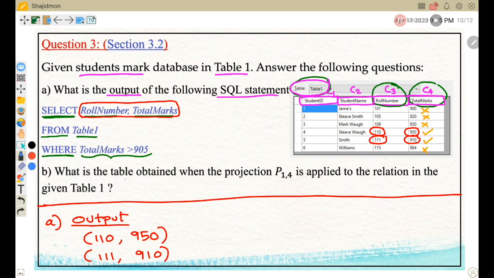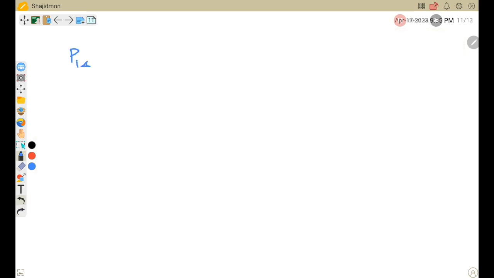What is the B part? What is the table obtained when the projection P14 is applied to the relation in the given table 1? P14 means P1 comma 4. What is the meaning? Just keep column number 1 and column number 4 and delete the other columns, that means column numbers 2 and 3, and we also need to delete the double entries.